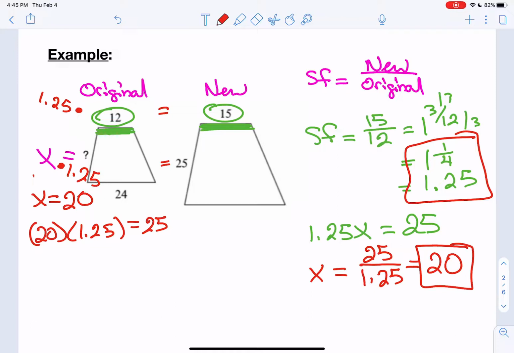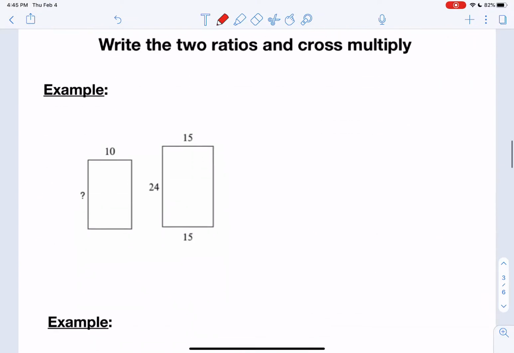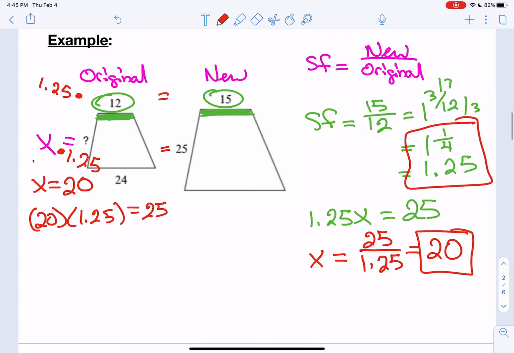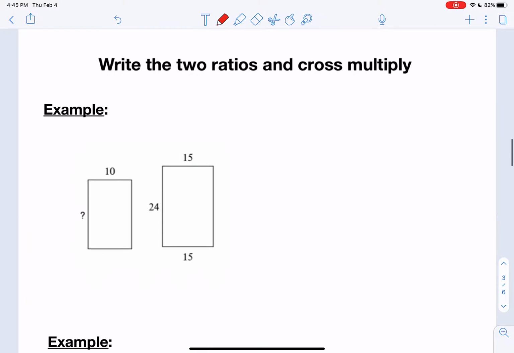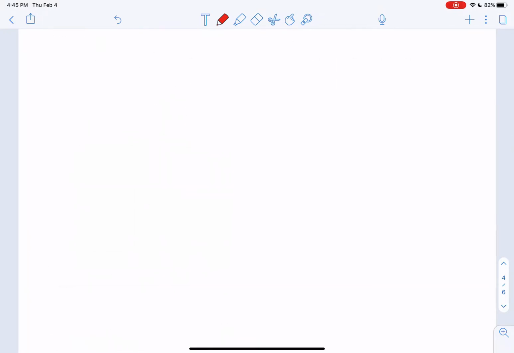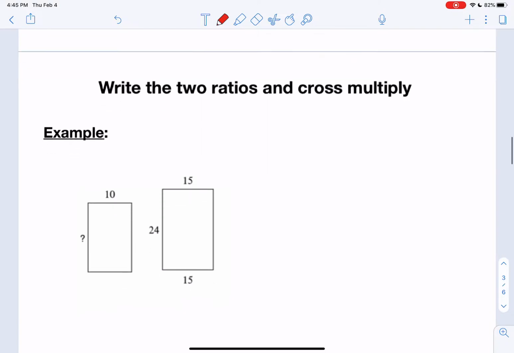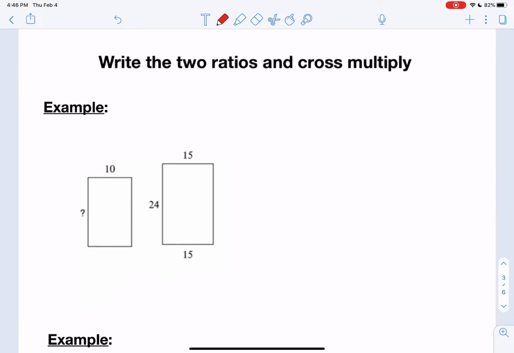Now, another way you could do this is by remembering that scale factor is actually a ratio, right? It's a ratio between two images. So for the last example, this image, the original shape was enlarged by 1.25. So that means the ratio is 1 to 1.25. So if we remember it's a ratio, we can set them equal to each other and cross multiply.